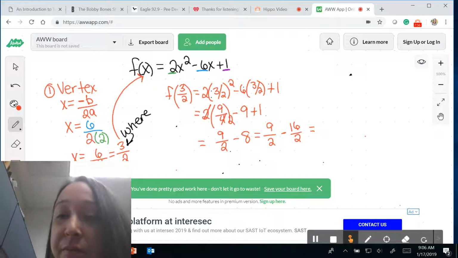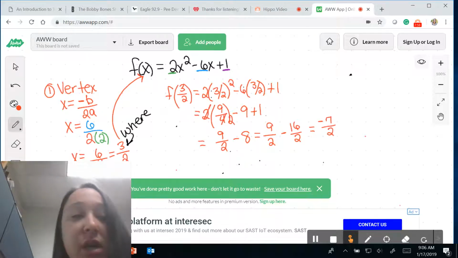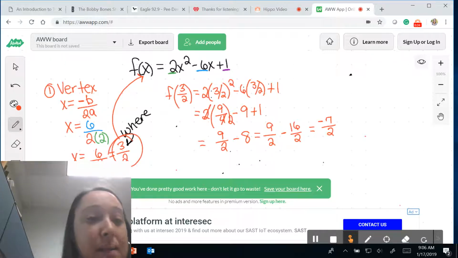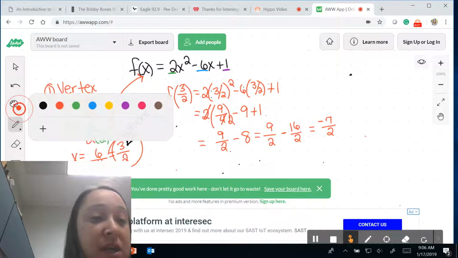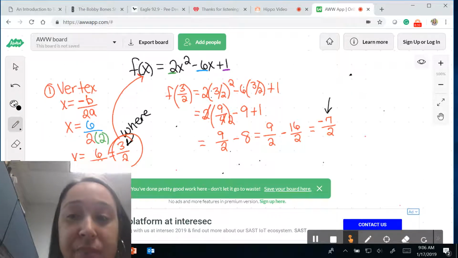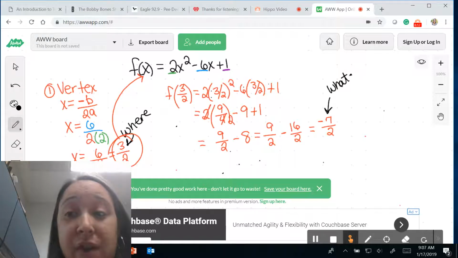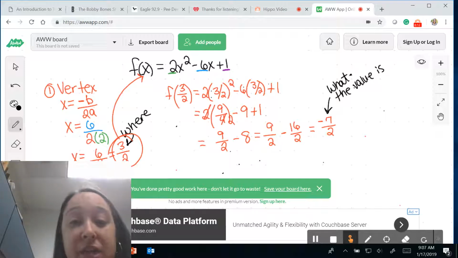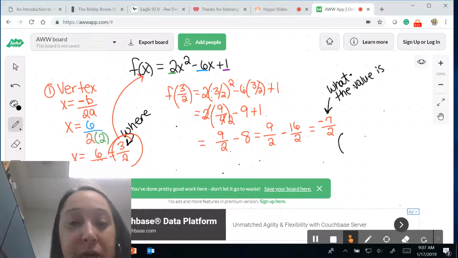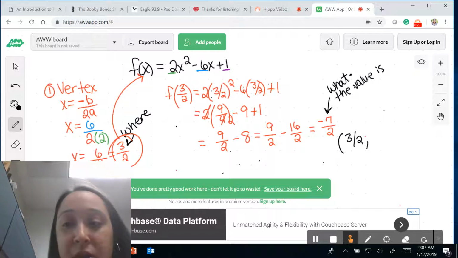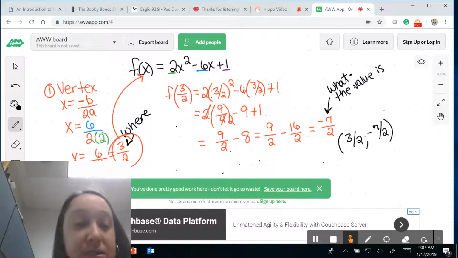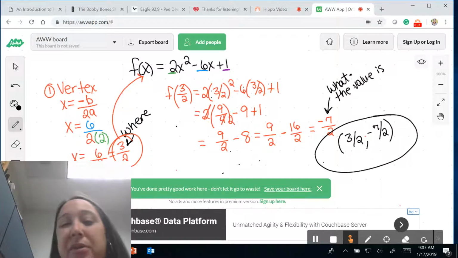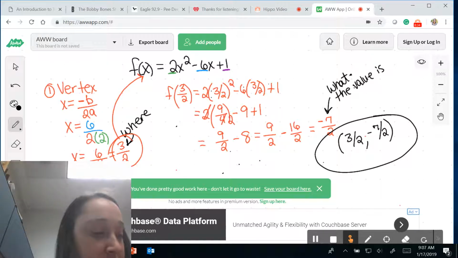That should give us -7/2. So what we have here is our x coordinate, that's where my vertex occurs. And what I figured out here is the value of that vertex. So if I put it together in an ordered pair, you have where it occurs and what the value of that vertex is. So I found my vertex, okay? I did a little bit of everything. I did a little extra, okay?